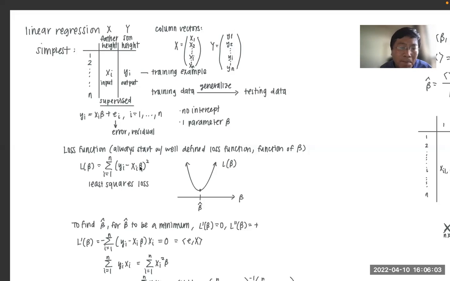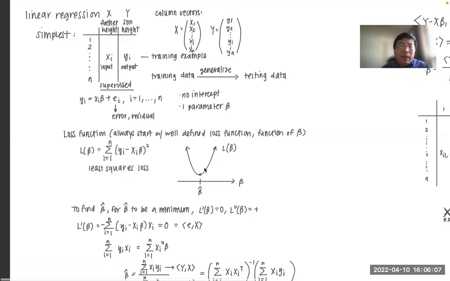So now let's continue. Suppose we want to find this beta hat by minimizing this loss function. Then we only need to find a stationary point, right? We want the first derivative to be 0. The first derivative is the slope. And we want the slope to be 0 at the beta hat.